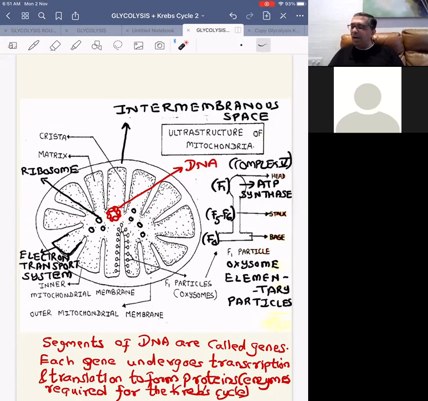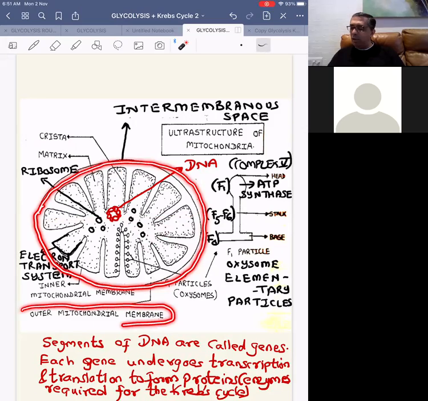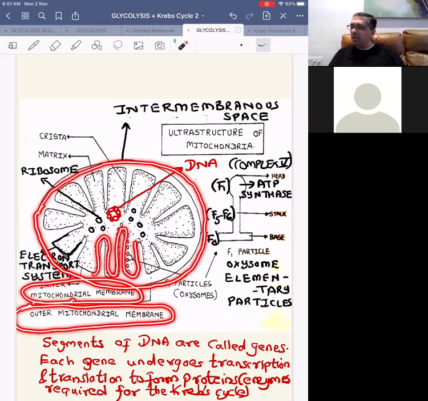Each mitochondria is a lens shaped structure or an egg shaped structure having two membranes. One outer membrane which is smooth. So this is the smooth outer membrane, and that is the outer mitochondrial membrane. Whereas the inner mitochondrial membrane is not smooth, it is thrown into many finger-like projections which are called cristae.